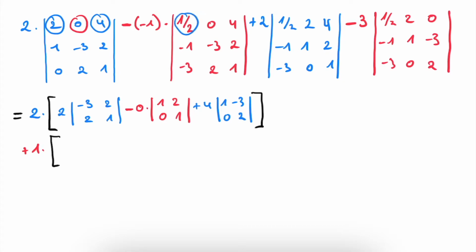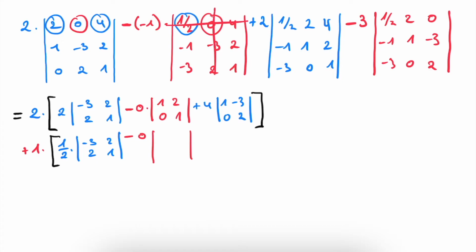We take this 1/2 and we multiply it with the determinant that remains if we ignore the column and the row of which this 1/2 is a part of. And what remains are these 4 numbers. So we get 1/2 times the determinant of -3, 2, 2, and 1. Again, we get this 0, we put a minus sign in front of it, and we multiply it by the determinant. By now you will know how it goes.